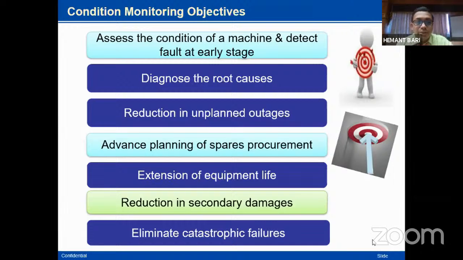So without a condition monitoring justification, आप कितने भी बड़े मैकेनिकल इंजीनियर हो या इलेक्ट्रिकल इंजीनियर हो, you are not allowed to do any kind of maintenance on your machine unless you justify or specify why you are opening this or why you are replacing that. So that is why the condition monitoring is very, very important.